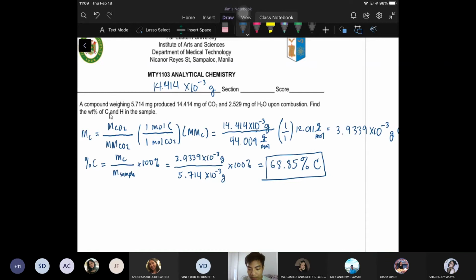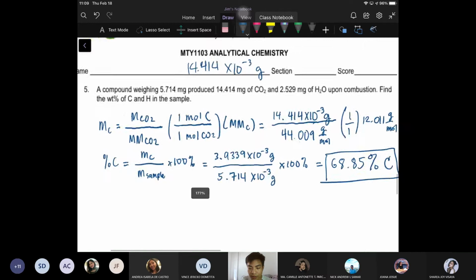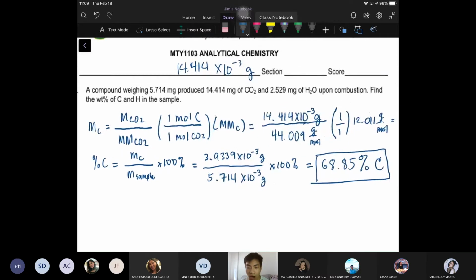Okay. So, tapos na tayo kay carbon. Ngayon, hanapin natin yung hydrogen. Okay. So, from our given here, saan kaya tayo makakuha ng info about hydrogen? Sige, tingin kayo dyan. Yes, Joanna. Sa H2O po. Okay, so sa water. Thank you. So, pag nag-combust kasi yung ating organic matter, yung carbon, nagiging carbon dioxide, yung hydrogen, nagiging water molecules, di ba? Pag nagbabalance tayo ng combustion equation, ganun. So, ganun din dito.